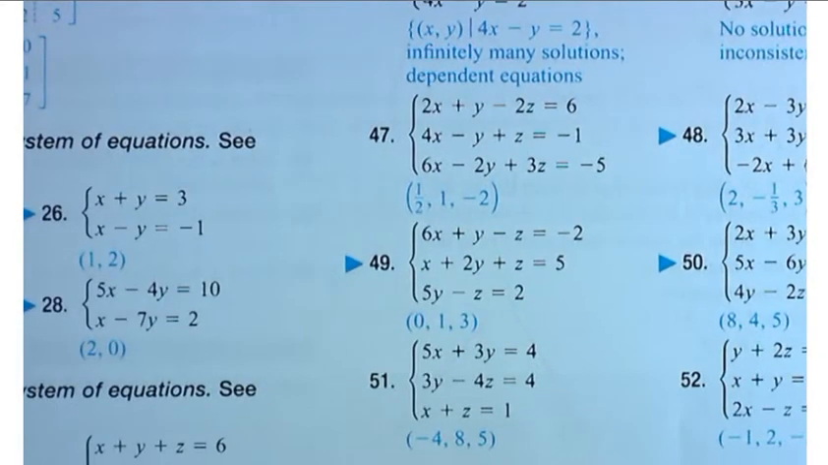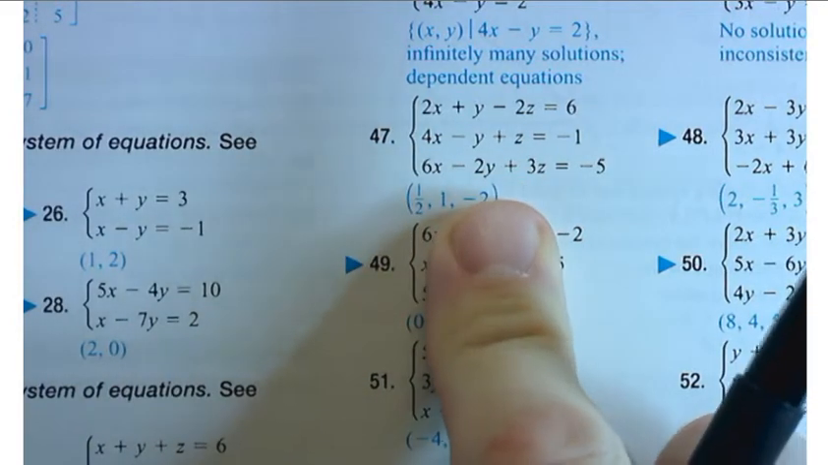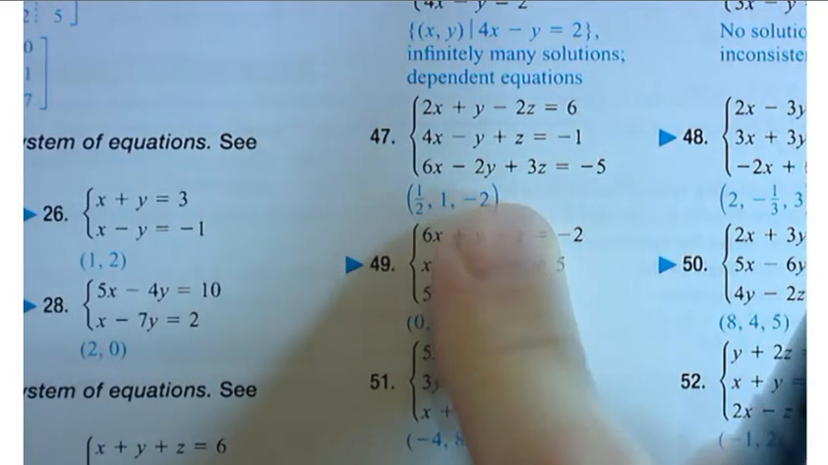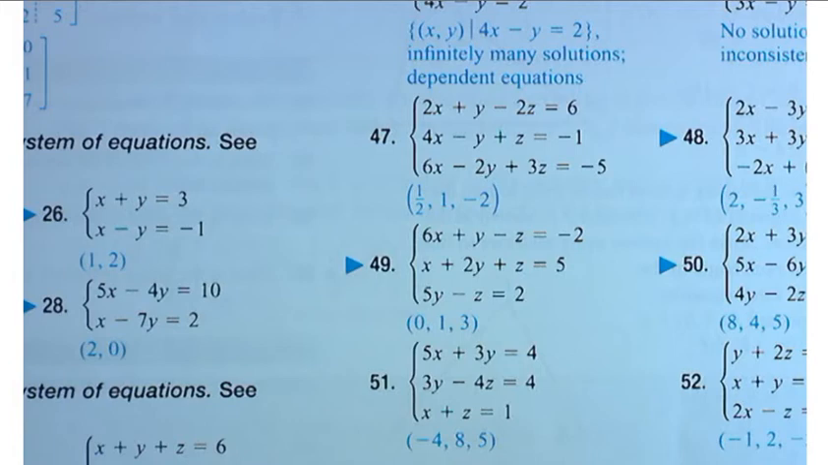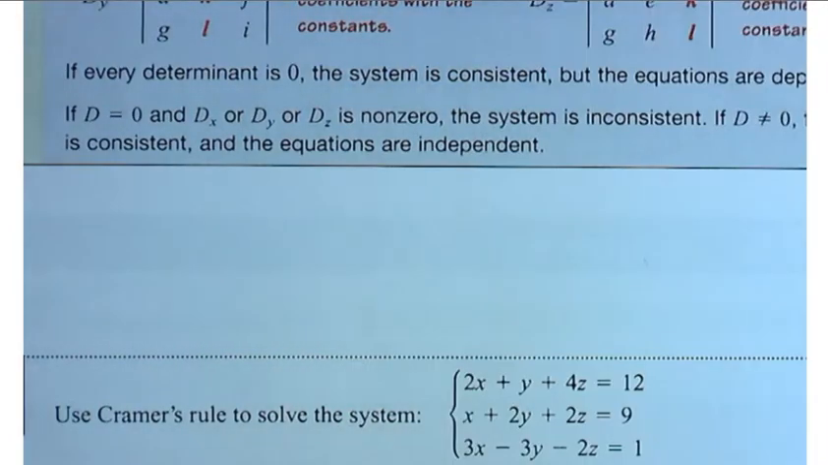Solving with matrices. That's a cool trick. I expect you to be able to solve with matrices. Something like problem 47. We did a couple like this in class. That's pretty nice. Nice trick to be able to solve them with matrices.